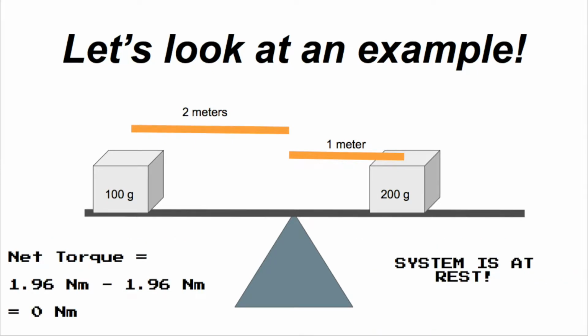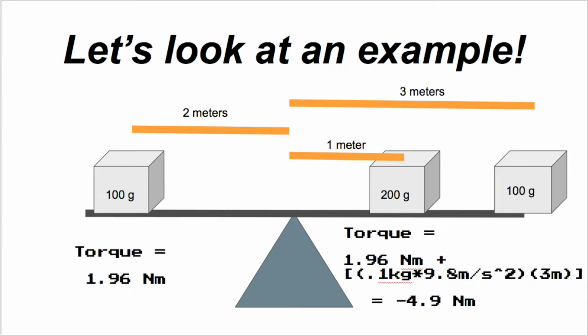Since net torque is the sum of these two values and they are equal but opposite, they cancel out, and the system's net torque is 0 Newton meters. Here, the entire system is at rest. If we were to add a third block to the system, this one 100 grams and placed 3 meters to the right of the fulcrum, the system would no longer be at rest.